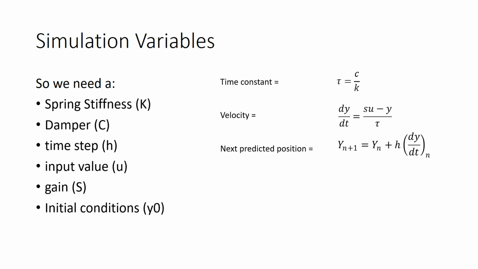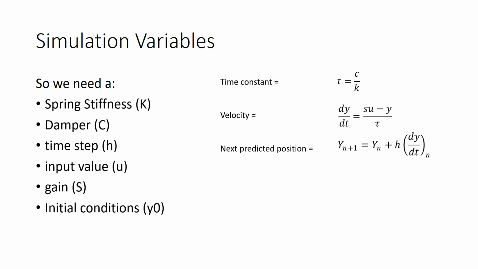Now, velocity is obviously rate of change over time, so dy by dt. In this case, it's calculated by our efficiency term gain, so S, multiplied by our initial input, which, let's say, 5 meters, for example, minus Y, which is the present state of Y at that iteration, all divided by tau, which is our time constant term.